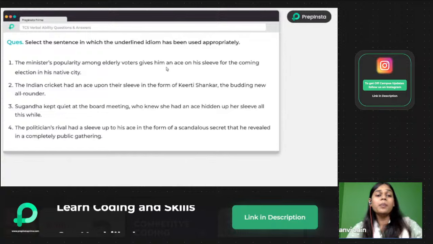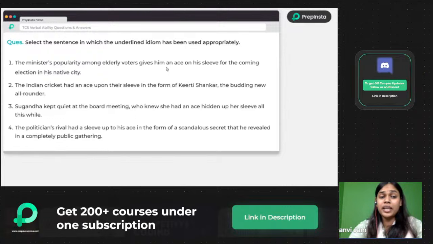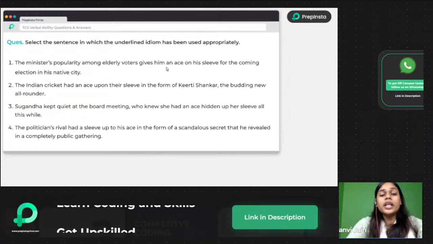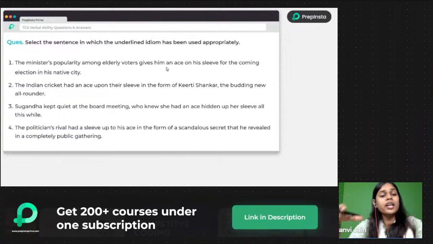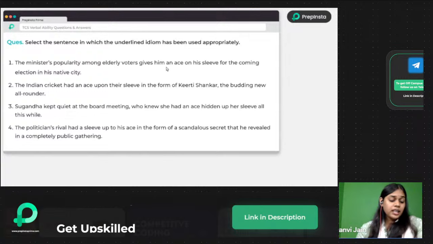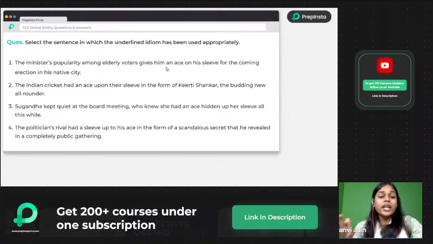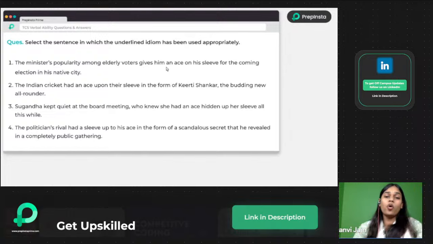The minister's popularity among elderly voters gives him an ace on his sleeve for the coming election in his native city. Or the Indian cricket had an ace upon their sleeve in the form of Kirti Shankar, the budding new all-rounder. Or the other two sentences. Now, what is the meaning of an ace on your sleeve? It means that you have a secret hidden inside and you only open the cards when it is absolutely necessary. That is the meaning of the term an ace upon your sleeve. So you play the ace card when it is absolutely necessary.